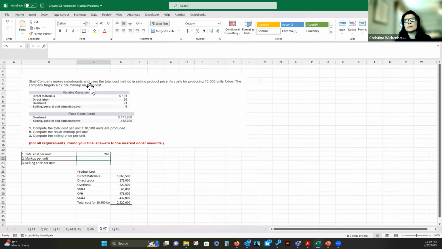Now the markup, they want a 12.5% markup. So we're going to hit the 240 and just take that times 0.125 or 12.5%. So that's $30. And so our selling price is going to be the 240 plus the 30. So we're going to have a $270 selling price.